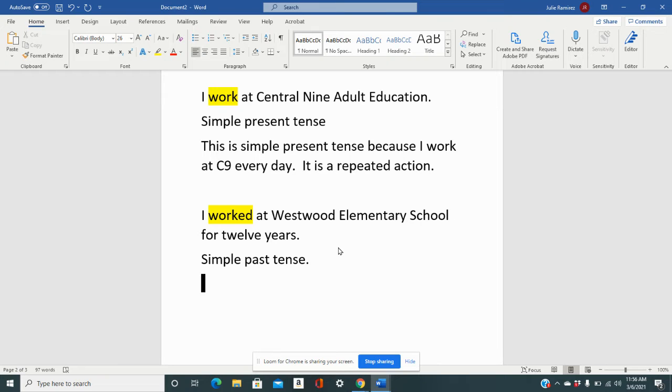This is an action I did in the past. We don't have to know the time. It could have been yesterday. It could have been 5 minutes ago. It could have been 10 years ago. It doesn't matter the time. This ed at the end of my verb tells me it's past tense.